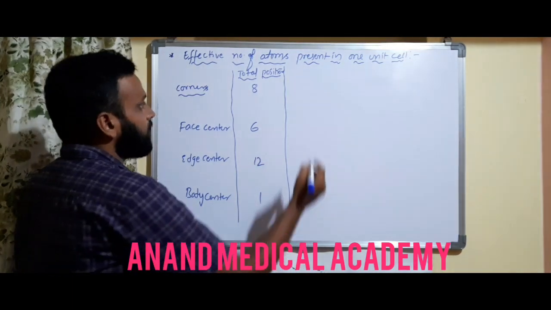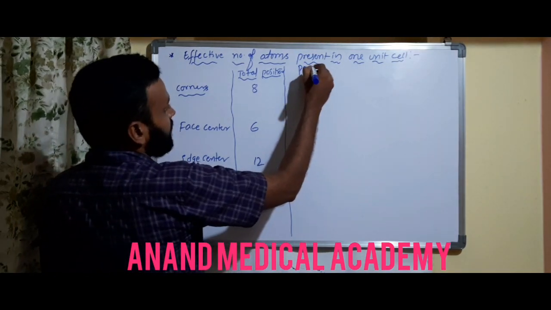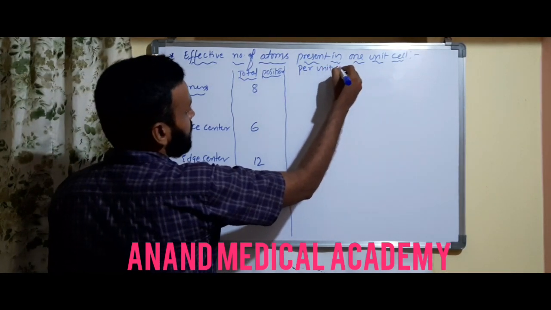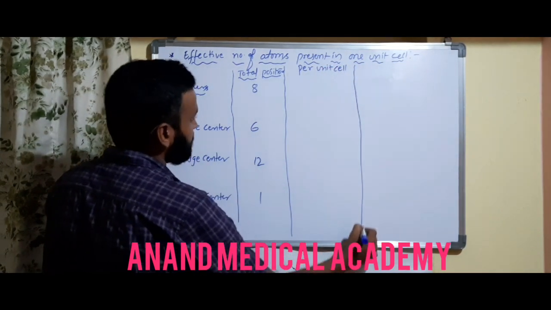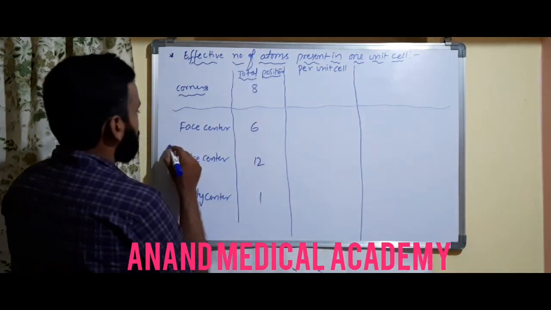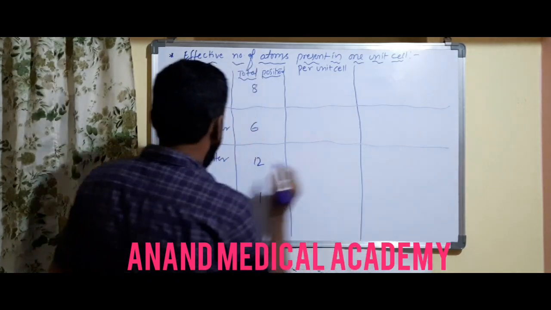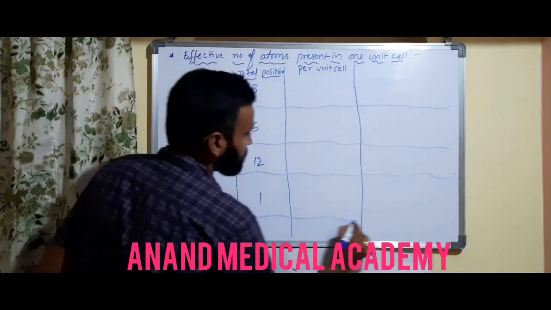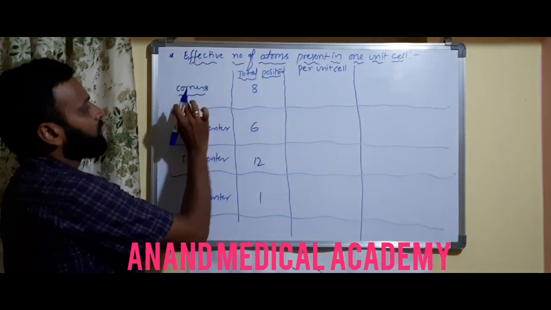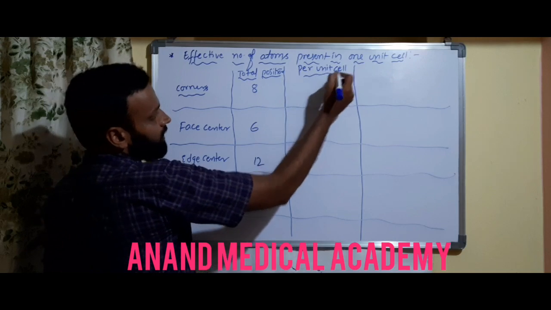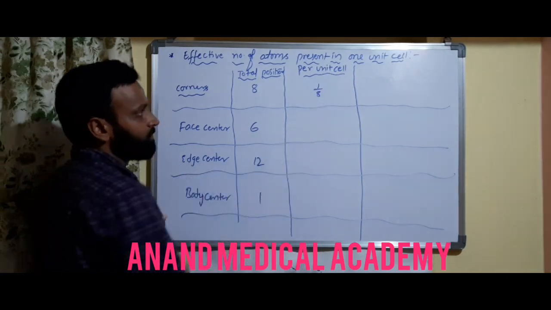1. Okay. Now per unit cell, what is the contribution individually? So corners, how many? Face centers, how many? And edge centers, how many? Per unit cell you must know. So total corner positions 8, per unit cell is 1 by 8.